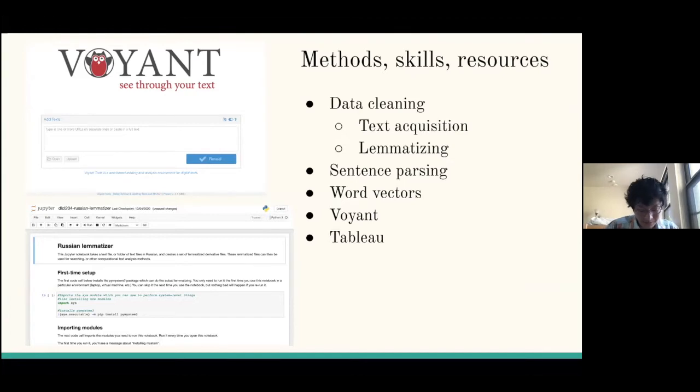And despite my ultimate failure to acquire any usable data from this particular part of the course, the experience was still useful in building intuition for what tools are available through digital humanities. Voyant proved to be especially crucial in my project, as we'll see in the next slide.